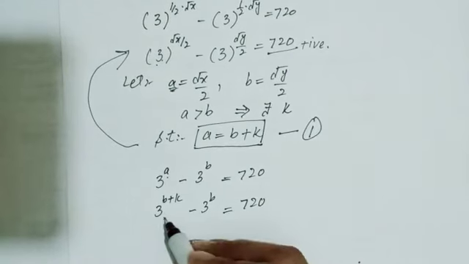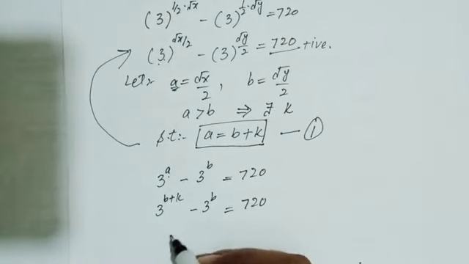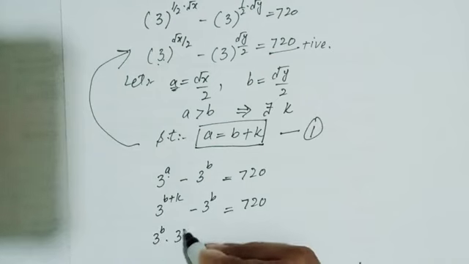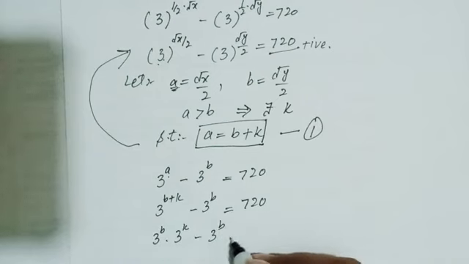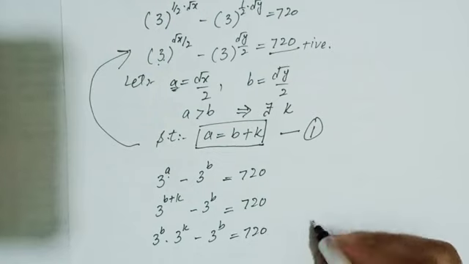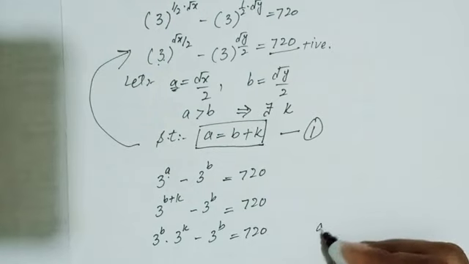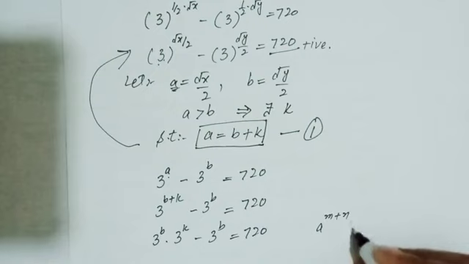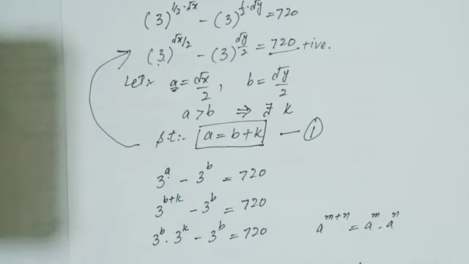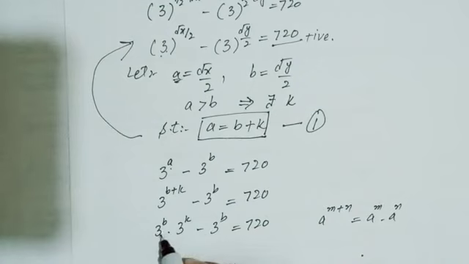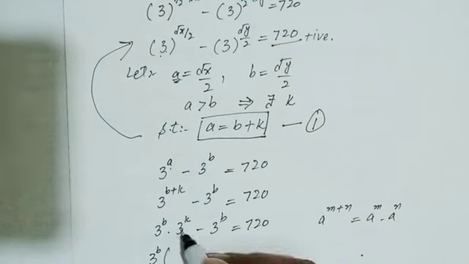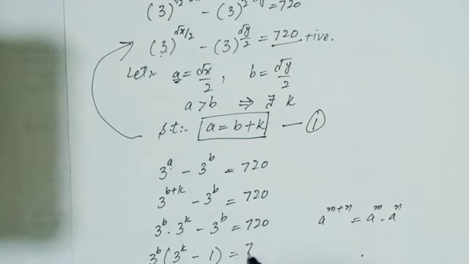Now I can write 3 raised to power b plus k as 3 raised to power b times 3 raised to power k, minus 3 raised to power b, equals 720. Here I use the rule that a raised to power m plus n can be written as a raised to power m times a raised to power n. So here I can take 3 raised to power b as a common term, and I am left with 3 raised to power k minus 1, which is 720.